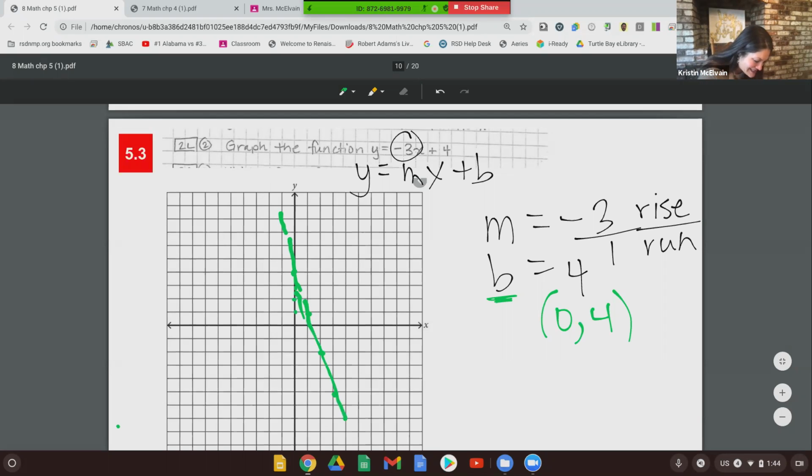Kind of worked. Oh my goodness. It's all right. All right. And then of course I need to put arrows on the end.